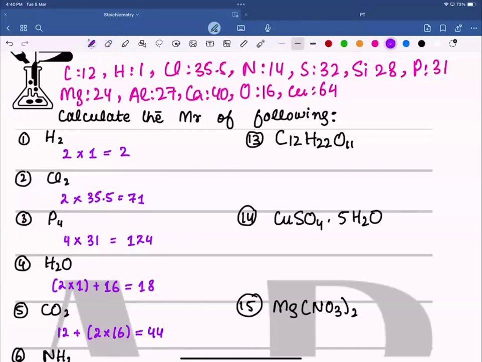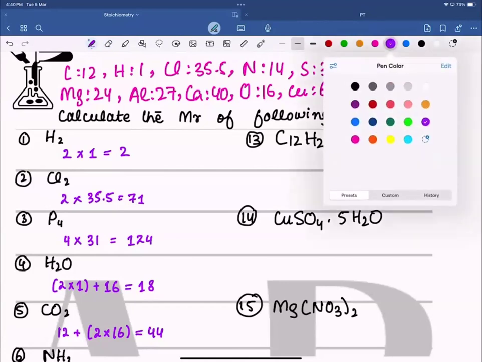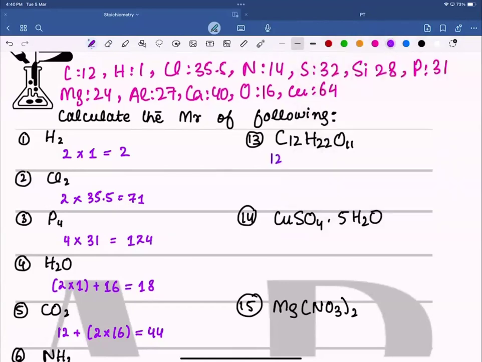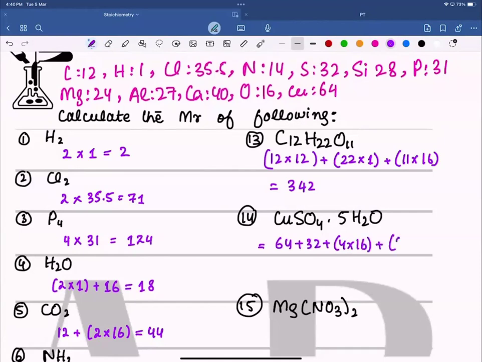H22 is not time. So 12 times 12 plus 22 times 1 plus 11 times 16, 342. Yes, copper is 64. 32, 4 times 16 plus 5 times 18. It's 250.